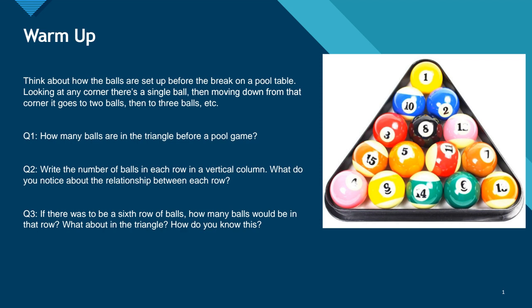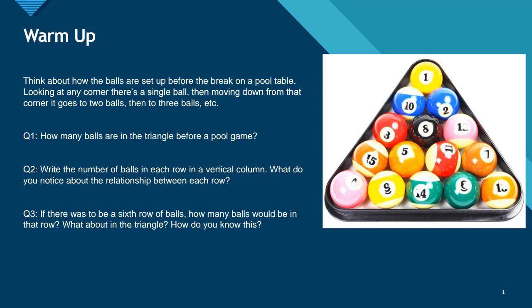Now, create a 2-column chart. And in the first column on the first row, it's going to be row 1, row 2 is going to be row 2, row 3 is row 3, etc., etc. Then in the second column, write the number of balls in each row. So how many balls are in row 1? Then how many balls are in row 2?